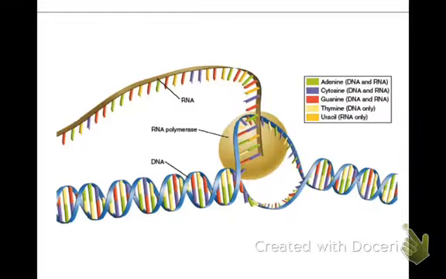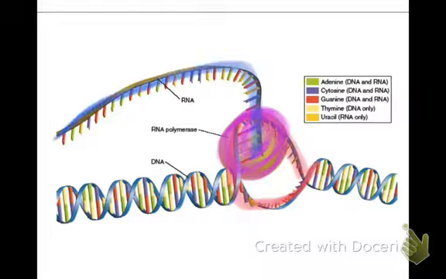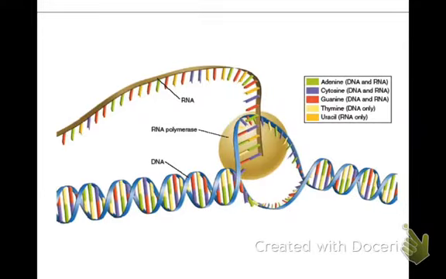So here's a picture of the process. DNA is being unwound. So here is our DNA being unwound. RNA polymerase here is being used to bring in complementary bases of RNA, and our RNA strand is being made with just one side. Remember that RNA has uracil, DNA has thymine.